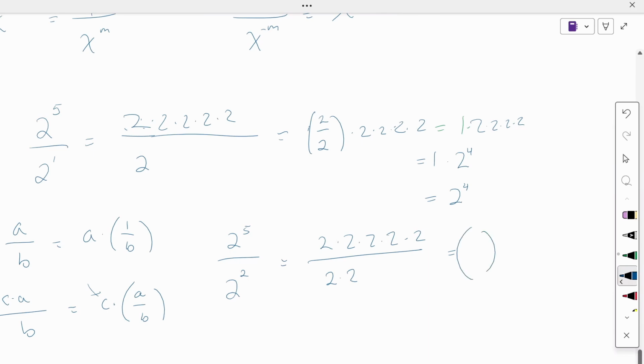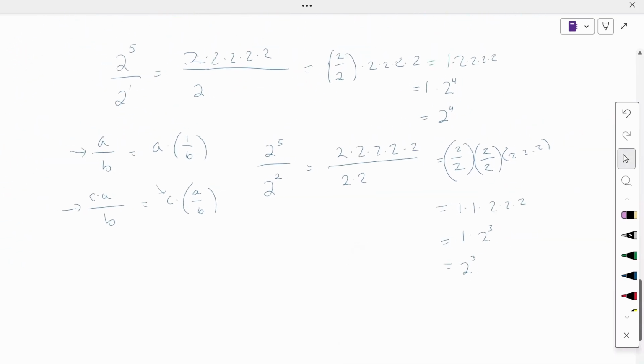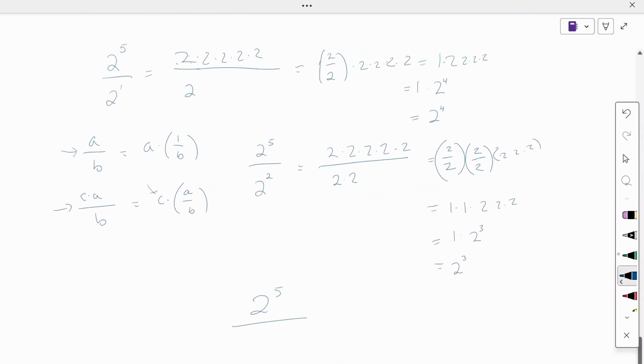You can apply the trick that we did before. We've got 2 over 2 times 2 over 2 times 2 times 2 times 2. And of course, 2 over 2 just gives you 1. So we've got 1 times 1 times 2 times 2 times 2. And 1's just multiplied by itself, so that just gives you 1. 2 multiplied in sequence by itself 3 times gives you 2 cubed. And 2 cubed times 1 is just 2 cubed. Okay, are we starting to notice a pattern here when I increase the exponent in the denominator?